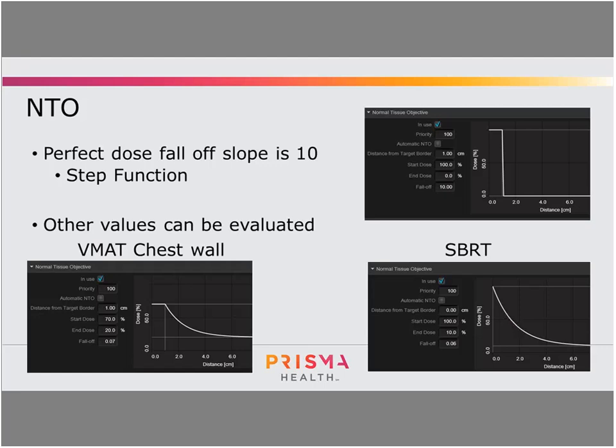So if you have this NTO and then a PTV and an ITV constraint, you could probably get a pretty good plan in like 5 to 10 minutes. So the NTO is a great tool to help you get plans done quickly. And I just encourage you to try different numbers, try to make sense of what you're typing in, and make sure that the slope of that line goes along with what you're actually trying to do clinically.